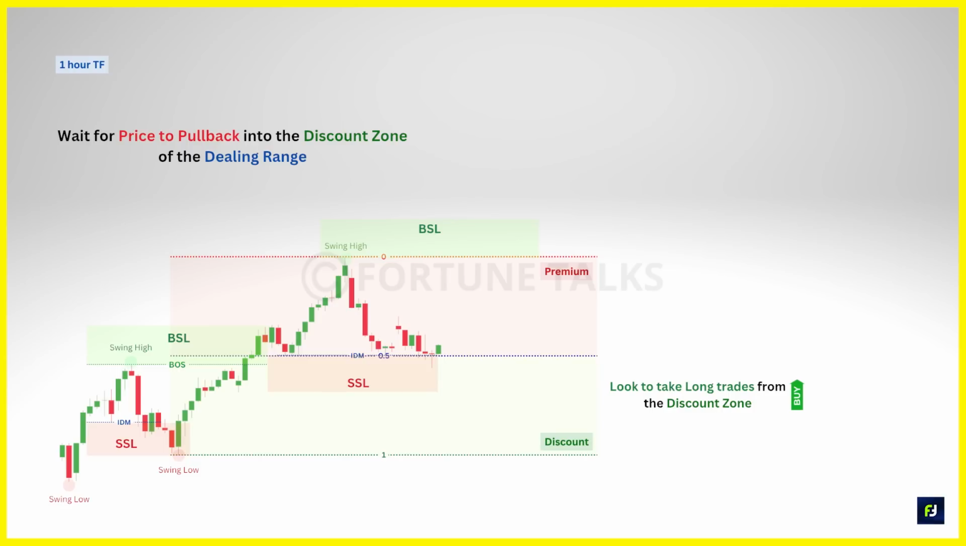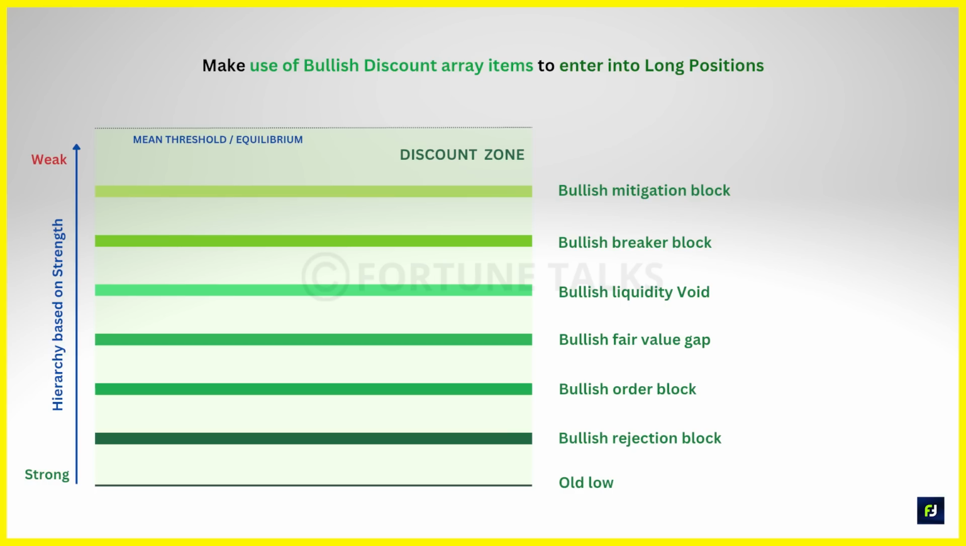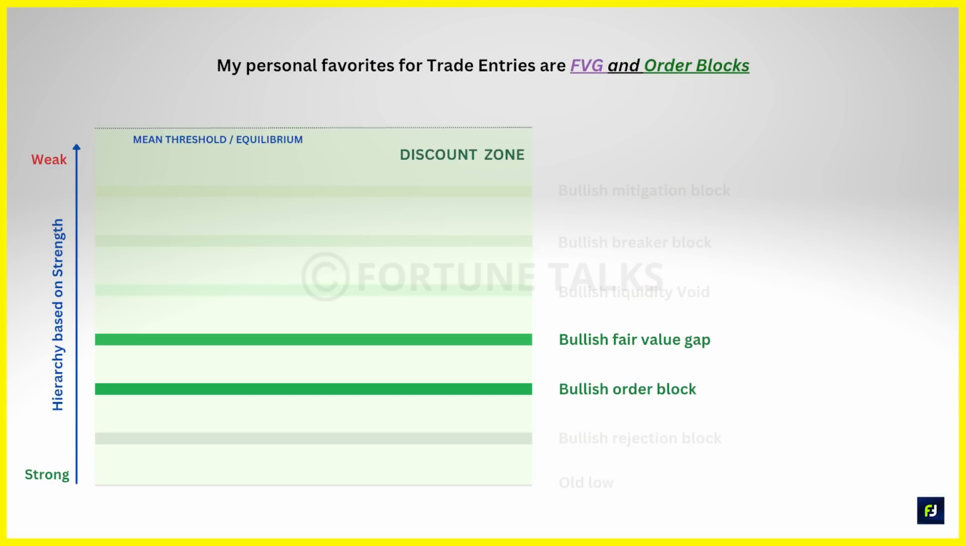But taking trades anywhere below the 50% Fib levels seems vague. So you need to make use of bullish PD arrays within the discount zone. It could be the old highs or lows, order blocks, liquidity voids, fair value gaps, breaker blocks, mitigation blocks, rejection blocks, etc. But primarily, I like to make use of fair value gaps and order blocks for trade entries. It's strictly personal. You can use what works for you.